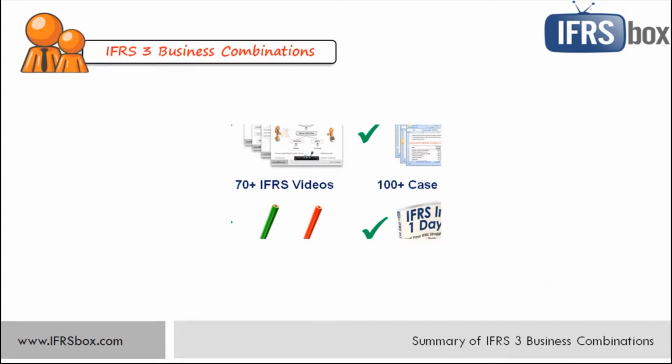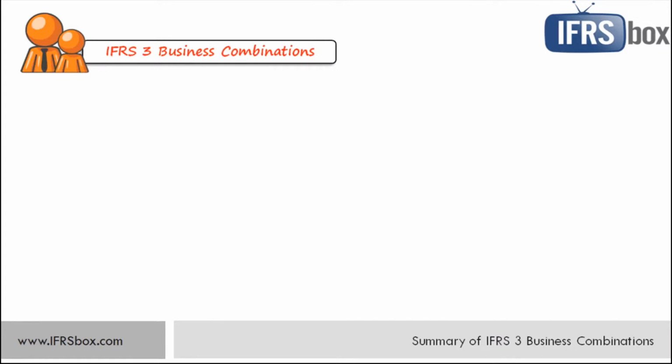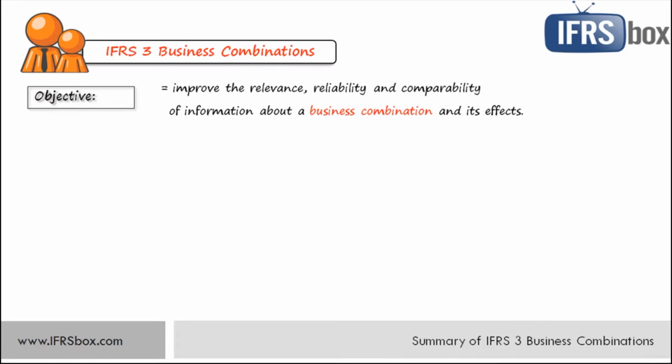I would say that IFRS 3 and IFRS 10 supplement each other, as both of them deal with the parent-subsidiary relationship, and they just look at different aspects of it. So what's IFRS 3 about? The objective of IFRS 3 is to improve the relevance, reliability, and comparability of the information that a reporting entity provides in its financial statements about a business combination and its effects.